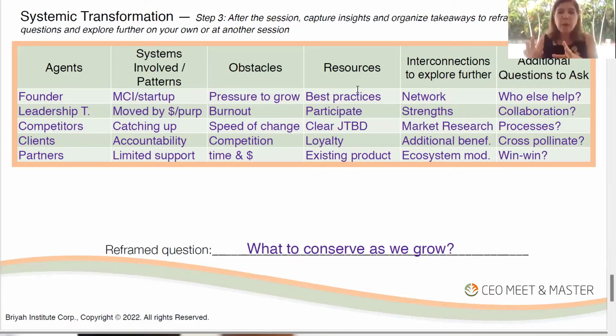So I map my obstacles, my resources, my further interconnections, and I have some additional questions. And at the end, I realized not only growth is important, but I need to be very clear about what I want to serve as I grow. So after doing the exercise, I reframed the question a little bit. And next time I look at it, I will start with this question in the middle.